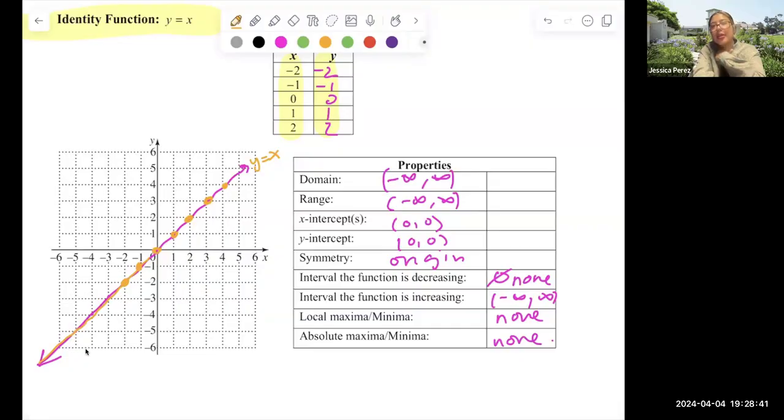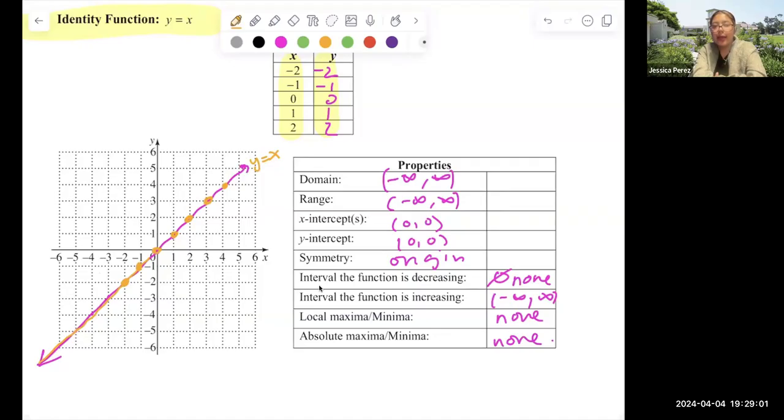This one is an odd function. So negative x gives negative y. This is an odd function, and it's symmetric with respect to the origin.